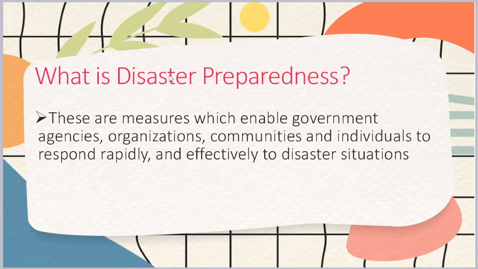Okay? So when you say disaster preparedness, these are measures which enable government agencies, different organizations, communities, and individuals to respond rapidly and effectively to disaster situations. So again, maybe we can predict, no, some of the natural phenomena, and we can avoid some, but most of the time disasters are unexpected, so we need to prepare for the unexpected.